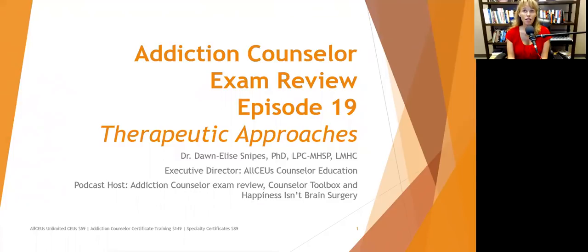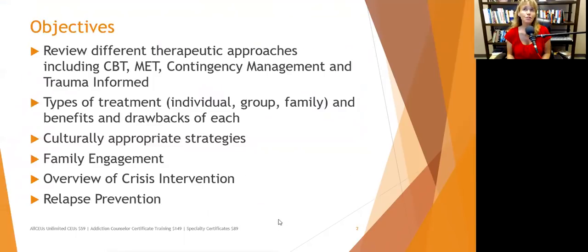Hey there, everybody, and welcome to this episode of Addiction Counselor Exam Review. Today, we're going to be talking about therapeutic approaches, among some other things. We're going to review different therapeutic approaches, including cognitive behavioral, motivational enhancement, contingency management, and trauma-informed care. We'll talk about types of treatment, including individual, group, and family, and we'll look at the benefits and drawbacks of each. And then we'll also look at culturally appropriate strategies, methods for family engagement, how to do crisis intervention, and some techniques for relapse prevention. So we're going to cover a lot in this hour.